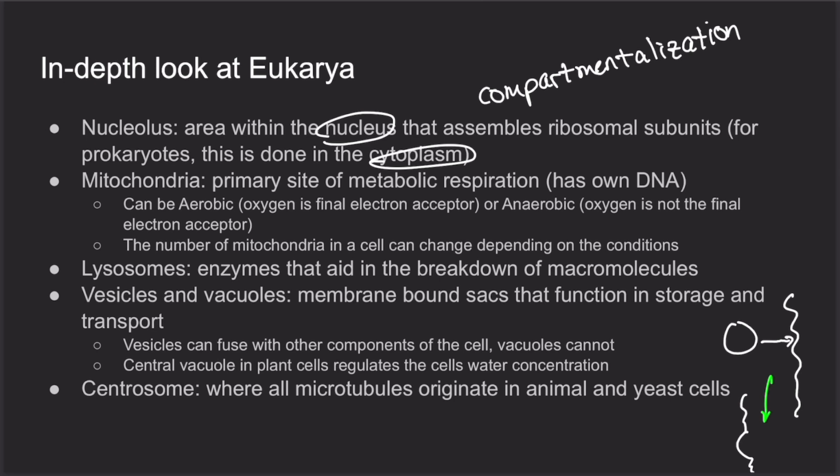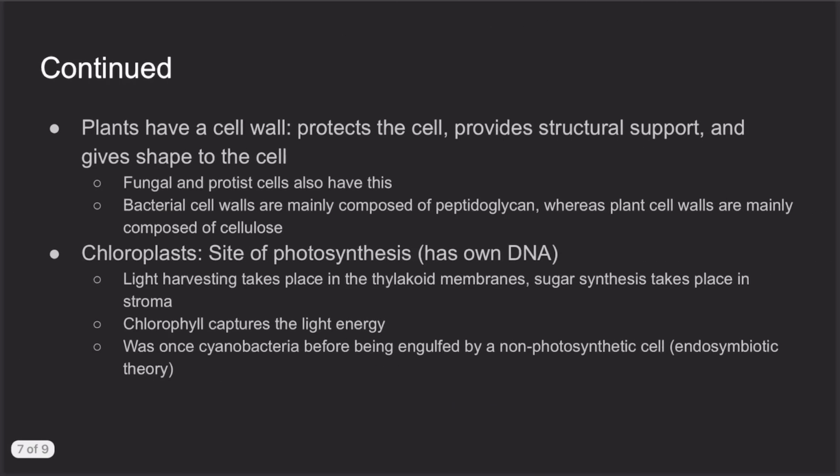Next, we have the centrosome, which we will talk about way in the future when we do, what's it called? I'm totally blanking on what it's called. Oh, DNA replication. The centrosome plays an important part in DNA replication. But it's where all the microtubules in animal and yeast cells originate. That's kind of like the preliminary thing. Like I said, centrosomes are really important for DNA replication, but we will talk about it when we get to DNA replication, which will be for your class probably around week 6-ish. I can't remember. Maybe week 5, week 6.